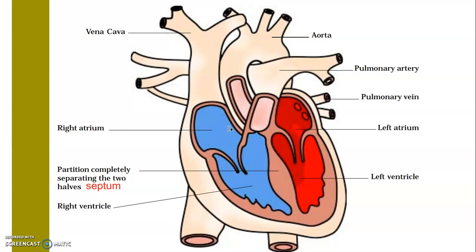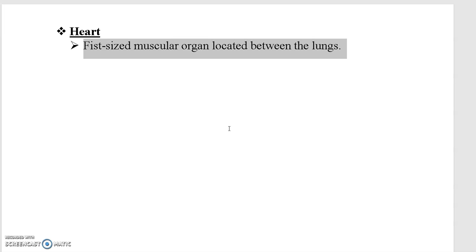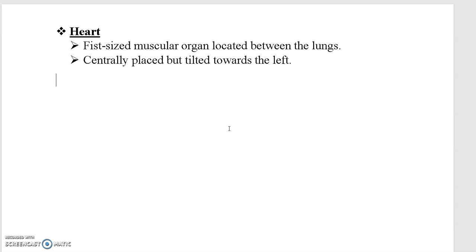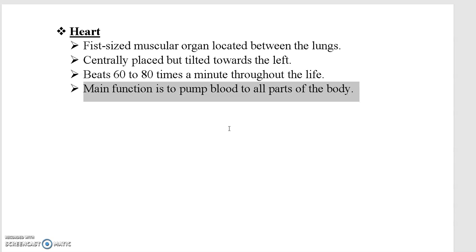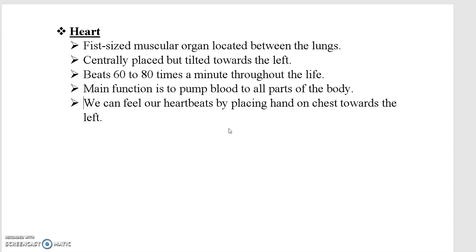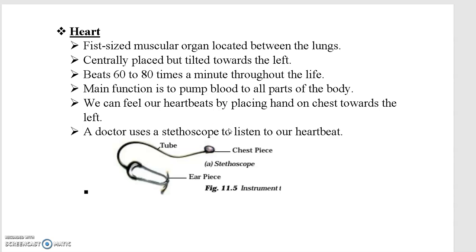So what we have discussed till now is that the heart is a fist-sized muscular organ located between the lungs. It is centrally placed but tilted towards the left. It beats 60 to 80 times a minute throughout life. The main function of the heart is to pump blood to all the parts of the body. We can feel our heartbeats by placing our hand on the chest towards the left because our heart is tilted towards the left.